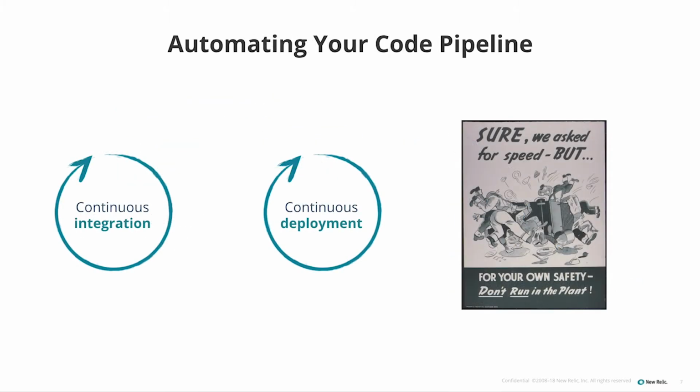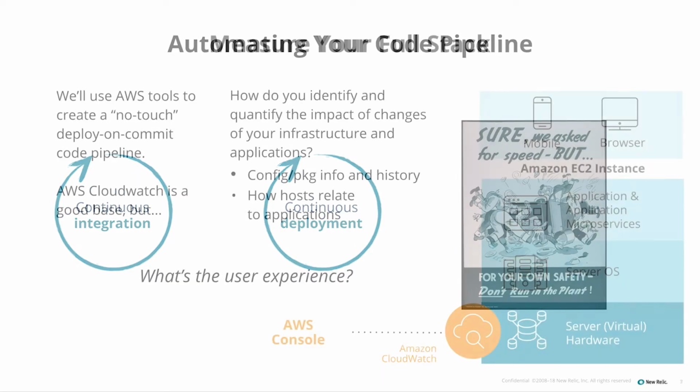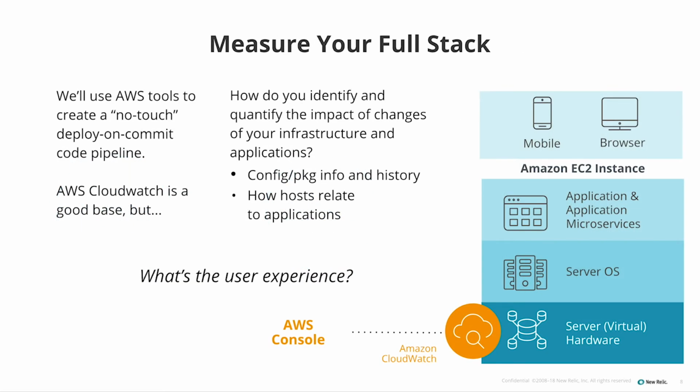So how are you going to automate your code pipeline as you move from continuous integration to continuous deployment? You want to get the code out there as quickly as possible, but if you're not delivering quality software, then it kind of defeats the purpose. So we want you to be able to move quickly with confidence, and this is what we're going to help you do. And the way you need to do it is you need to measure your full stack.